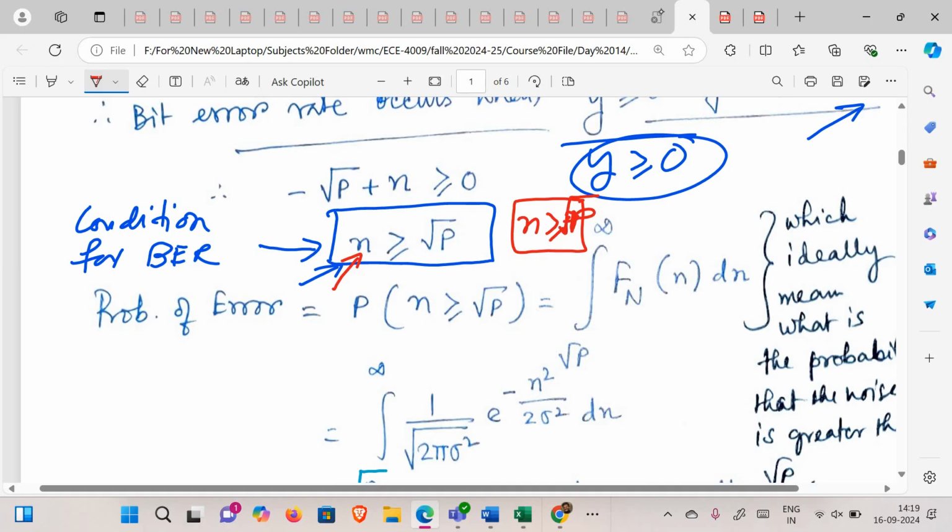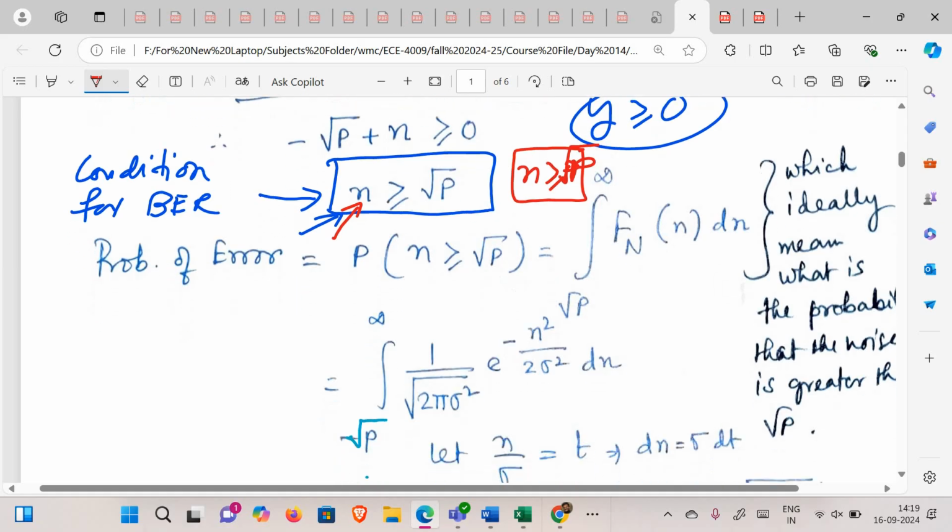So if, given a question somewhere, you are asked what the condition for getting a BER is, then if the noise value is greater than the signal value, you will definitely have some amount of bit error rate. Whatever the proportion, that is different, but it will happen. Right? So that's the first thing.